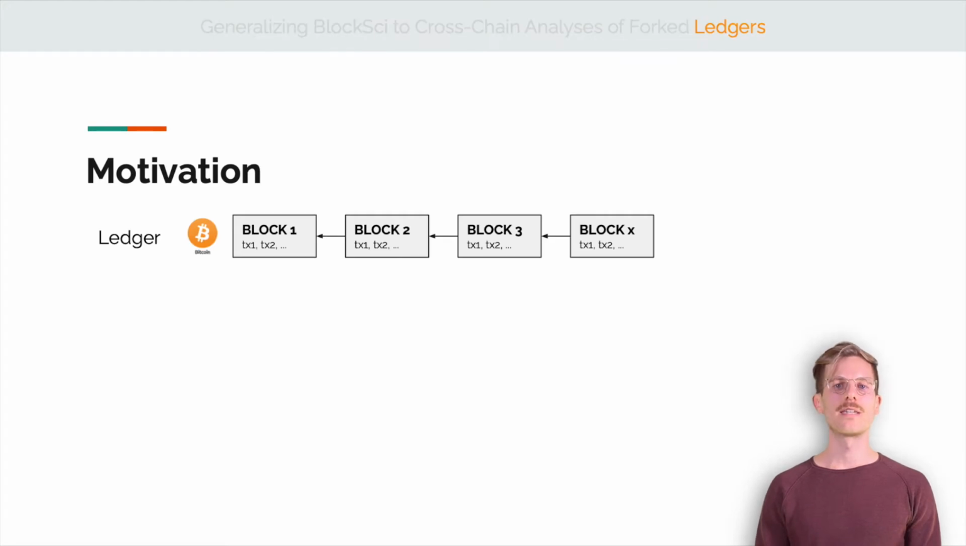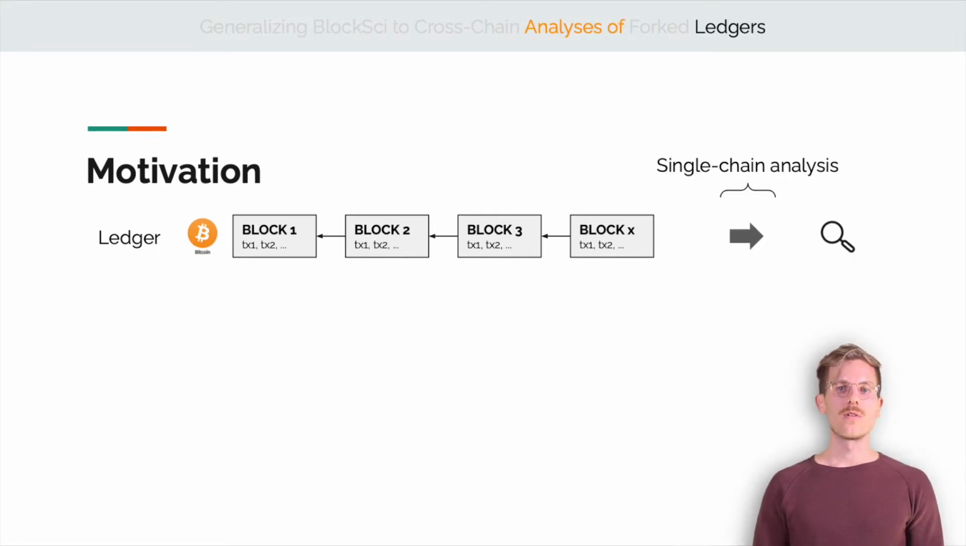A ledger in the context of my work is a blockchain, such as Bitcoin. These blockchain systems have gained popularity within the last years. As a result, we also see an increased demand to analyze the data within those systems, for example, from law enforcement agencies. What's usually done is a so-called single chain analysis, meaning that one chain is analyzed at a time.